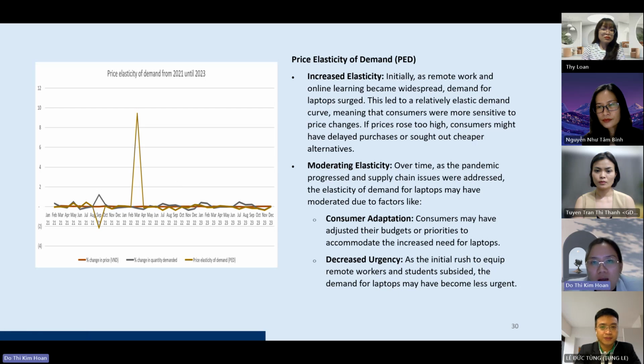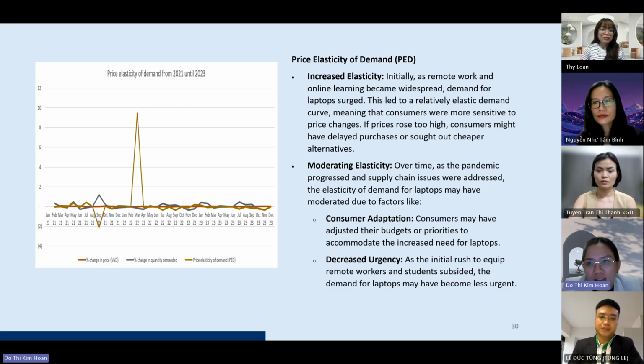During COVID time, price elasticity of demand was not stable. Sometimes it was elastic. At the beginning, remote work and online learning became widespread. Demand for laptops surged, and it led to a relatively elastic demand. It means many customers felt more sensitive to price changes. If the price rose too high, customers might have delayed purchases or sought cheaper alternatives.